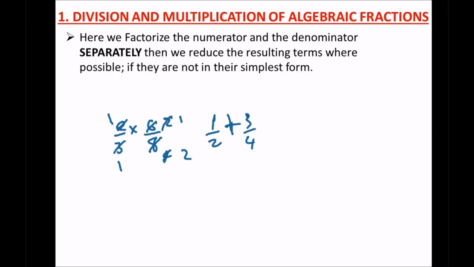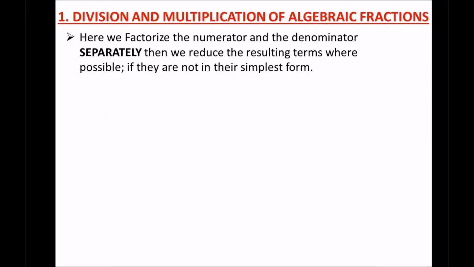Let's go to what we know as the division and multiplication of algebraic fractions. So how do we do this? We factorize the numerator and the denominator separately. Then we reduce the resulting terms where possible.